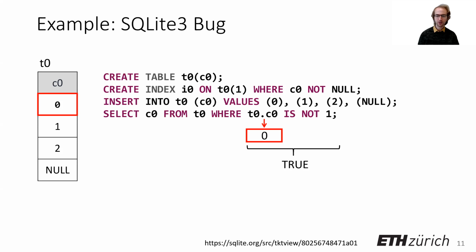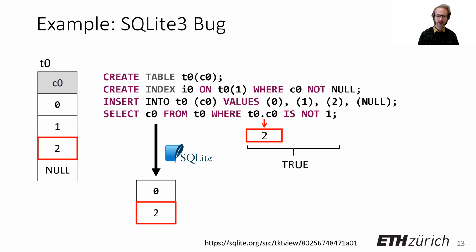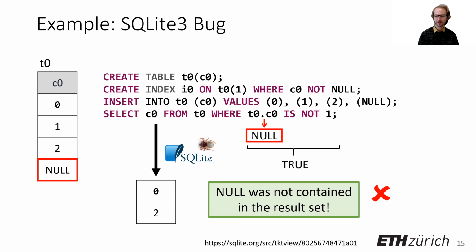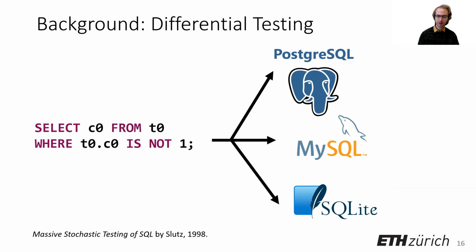Well, 0 IS NOT 1 should evaluate to true, since these are different values, so it will be part of the result set. Then 1 IS NOT 1 evaluates to false, since these are the same values, but 2 is again part of the result set, and also NULL, since we are using this null-safe comparison operator. So if you execute the test case using the latest version of SQLite, this is the result that you will get. When we tested SQLite, it was still affected by a bug, which caused it to omit NULL from the result set. After we reported the bug, it was quickly fixed, and now this works correctly.